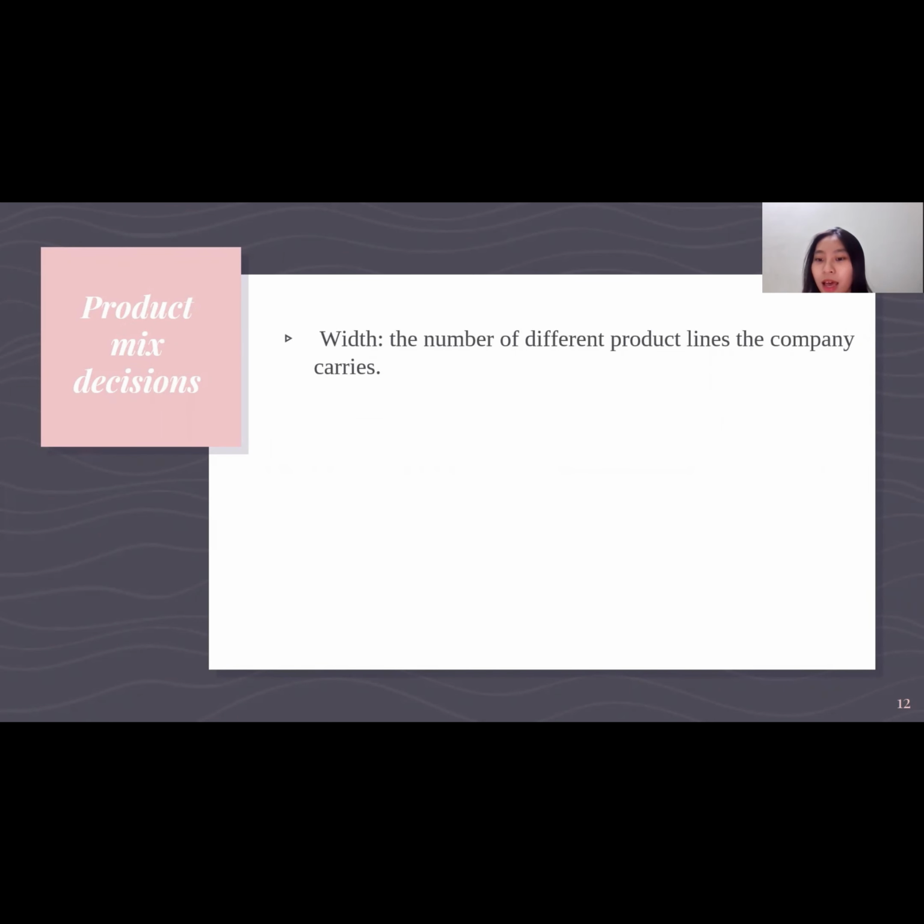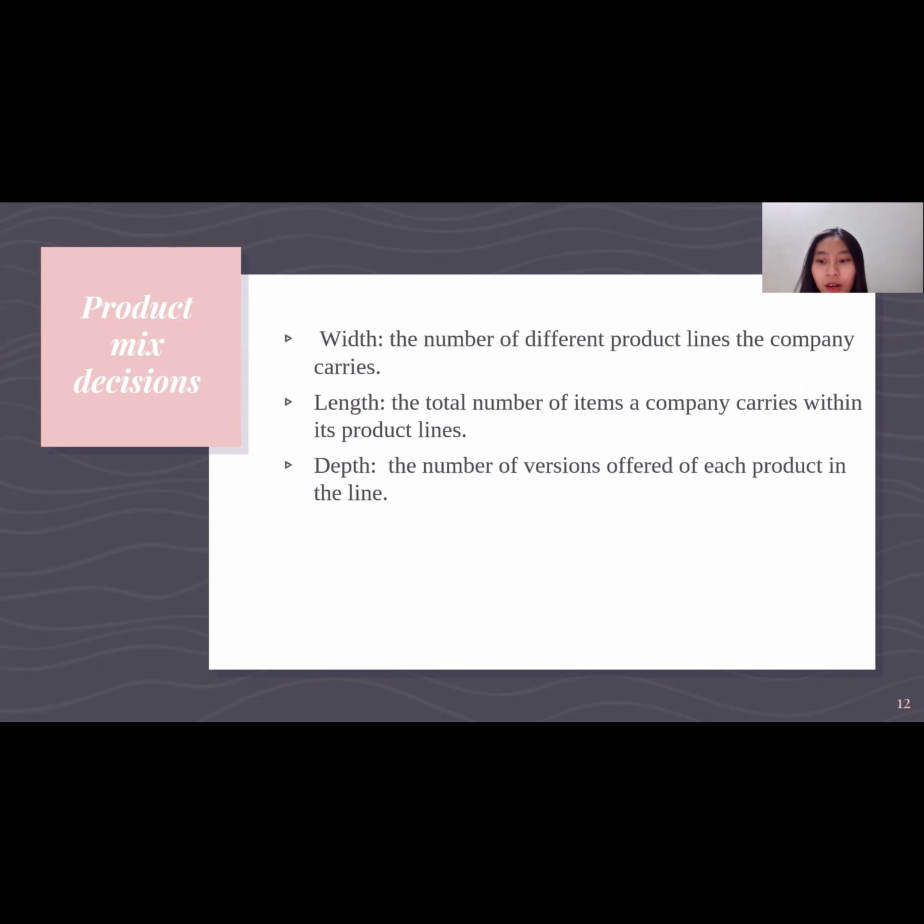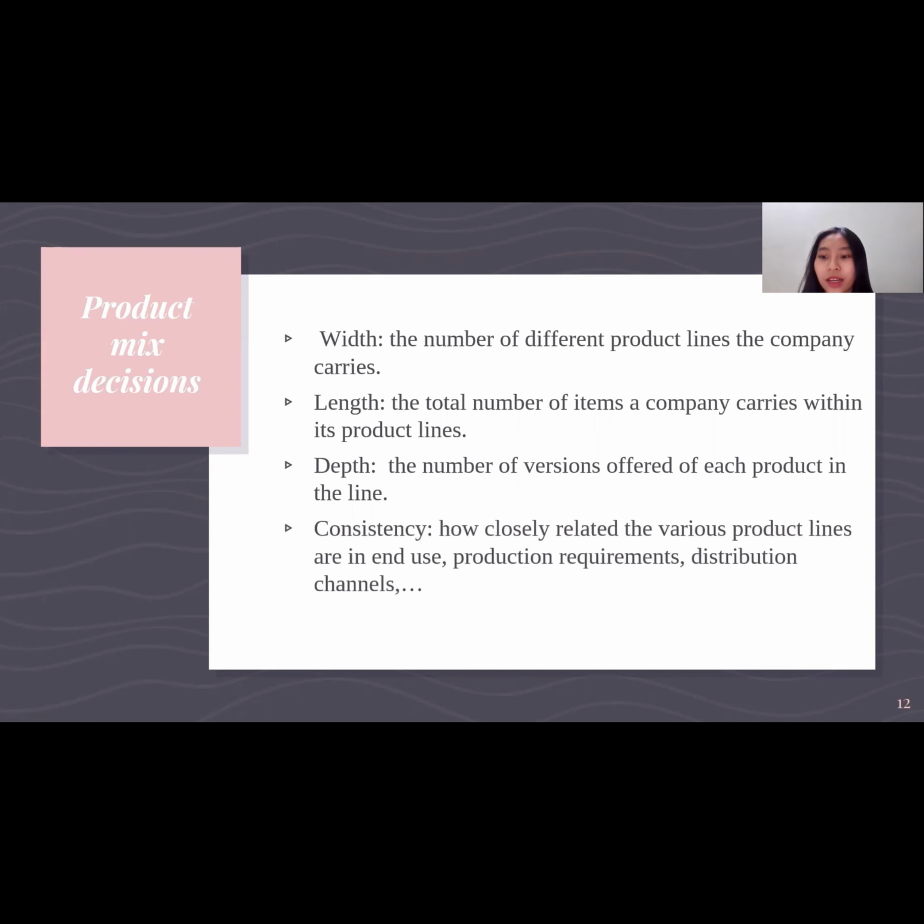A company's product mix has four important dimensions: width, length, depth, and consistency. Product mix width refers to the number of different product lines the company carries. Product mix length refers to the total number of items a company carries within its product lines. For example, Nike's footwear line includes sneakers, boots for streetwear, defenders, and so on. Product line depth refers to the number of versions offered of each product in the line. Product mix consistency refers to how closely related the various product lines are in end use, production requirements, distribution channels, or some other way.